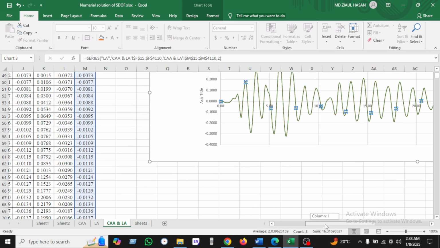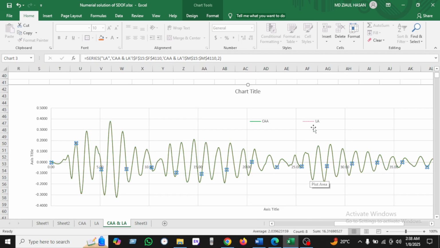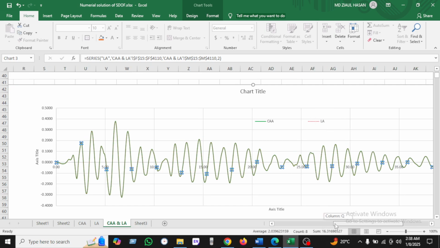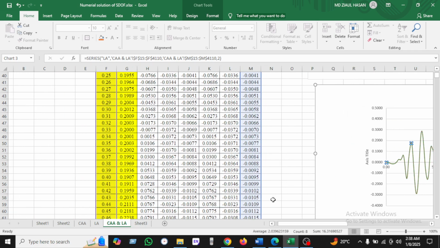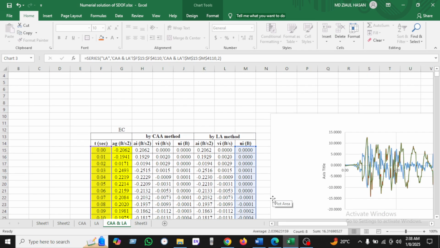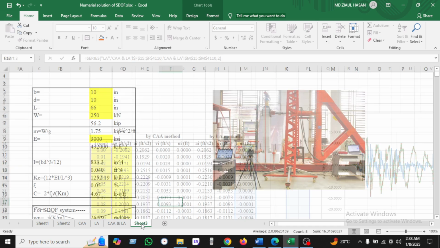So this is the displacement curve we have been seeing here. The dotted line of red color is linear acceleration, and the blue line is constant average acceleration. But we are seeing the linear acceleration is getting more displacement compared to the constant average acceleration.